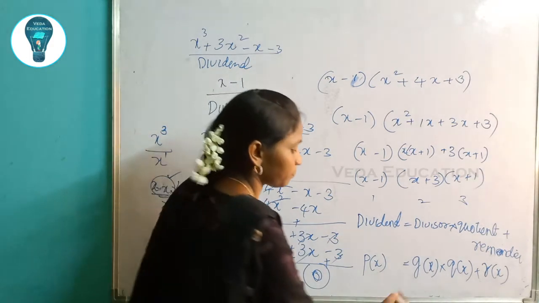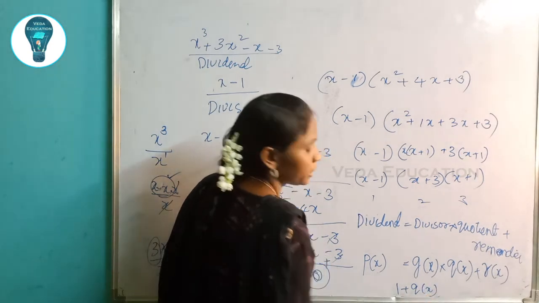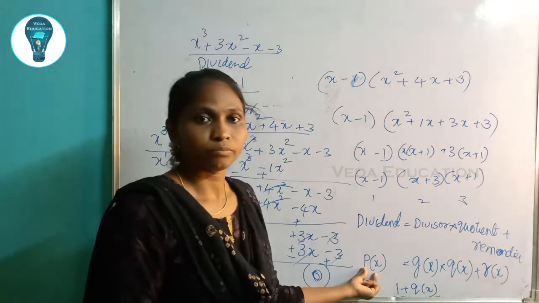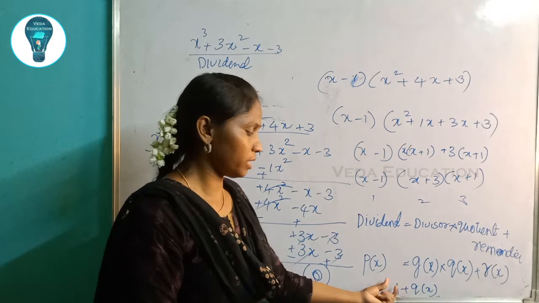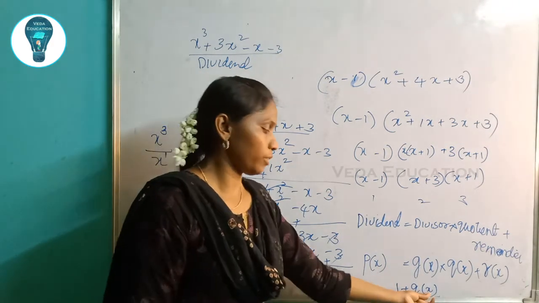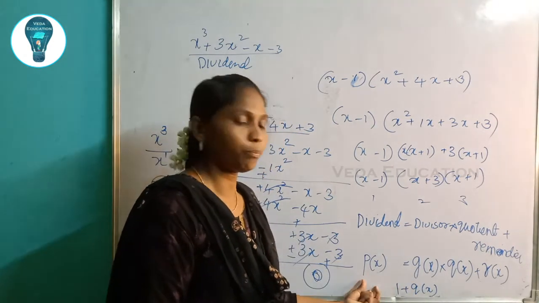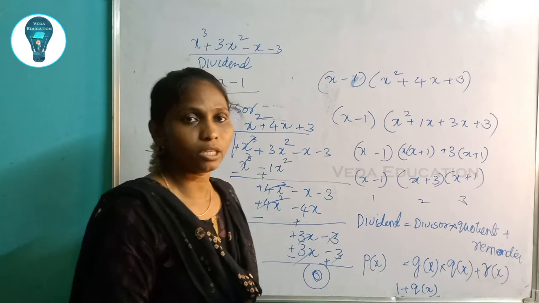Okay, whatever the quotient we are getting, we should add 1 and you will get p of x. 1 plus the degree of q of x, you will get the degree of p of x. Okay, the degree of p of x, always our condition is 1 plus the degree of q of x. 1 is a number and the degree of q of x, if you add, you will get the degree of p of x. Okay, got it? These are the rules.